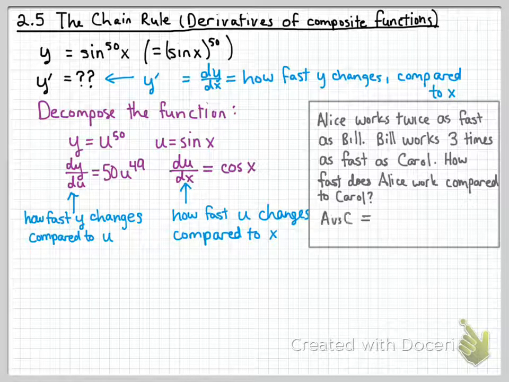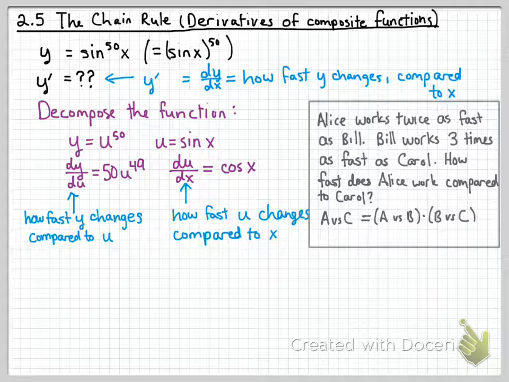Well, Alice's rate compared to Carol is how fast Alice works compared to Bill times how fast Bill works versus Carol. So Alice's rate compared to Carol is the product of the other two. 2 times 3, or 6. And if you think about it, if Alice is twice as fast as Bill and Bill is 3 times as fast as Carol, then Alice should in fact be 6 times as fast as Carol.